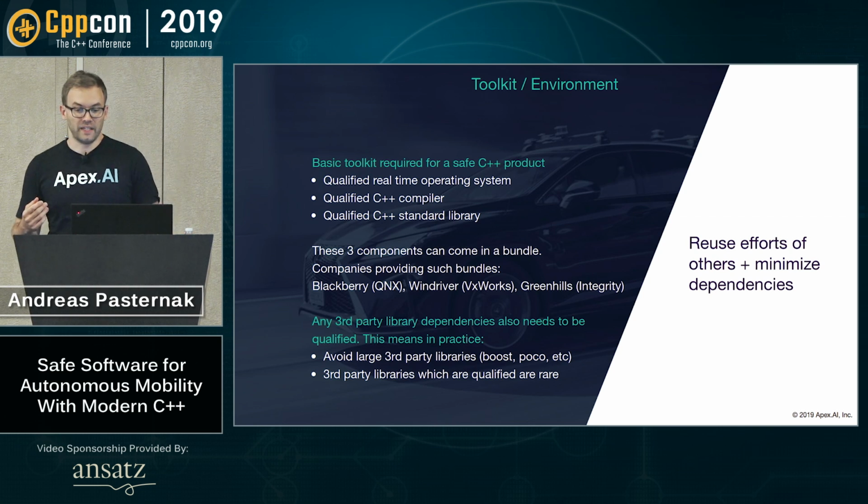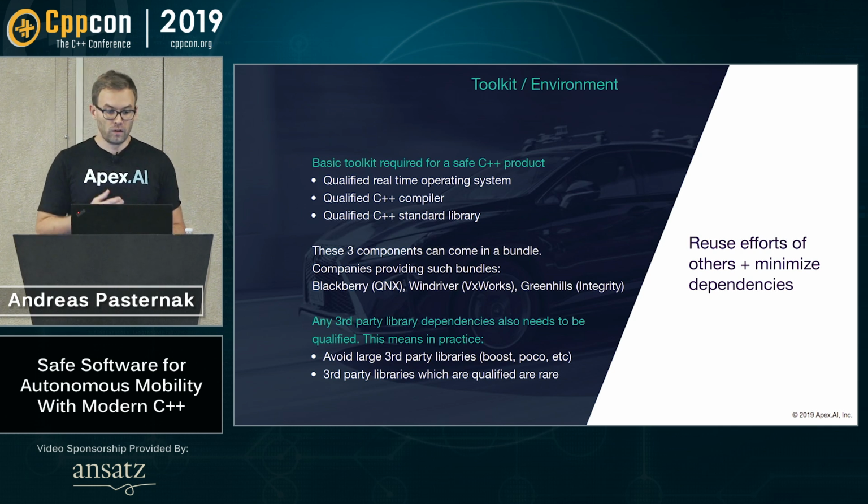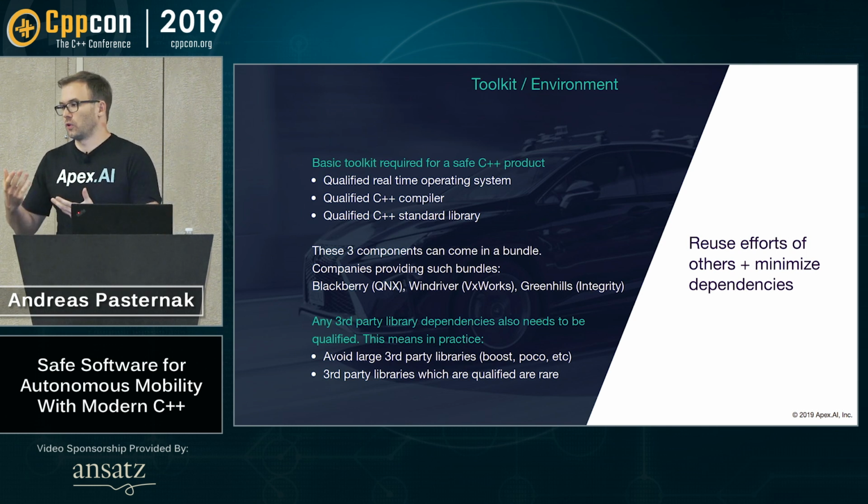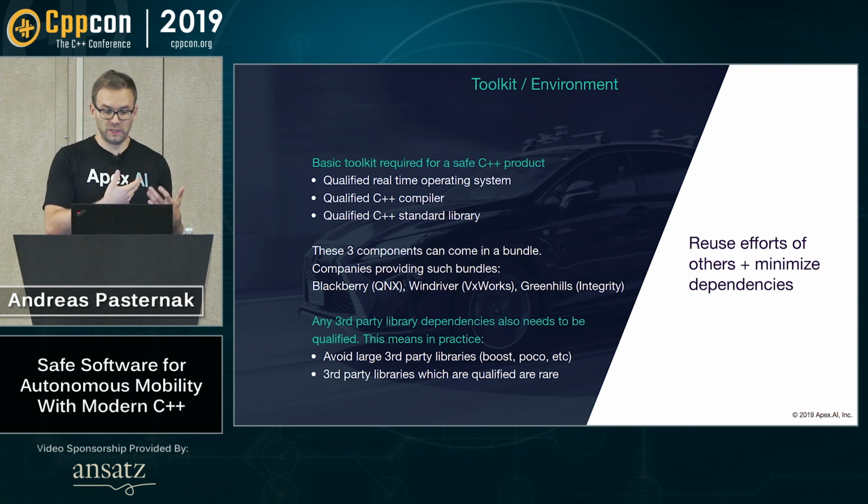To run a safe application, you need to have a safe underlying base. If your operating system is not real-time and not safe, you can never have a safe application. Further, you also need a qualified C++ compiler, because even if your application code is safe, if the compiler generates faulty binaries, then your application will not be safe. So your compiler also needs to be audited for safety. And then you also need a qualified C++ standard library so that you can use this standard library in your application.